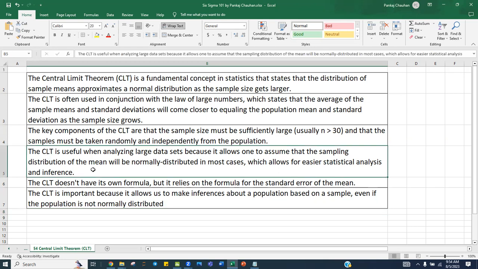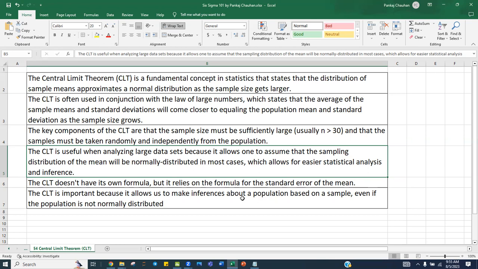The central limit theorem is useful when analyzing large data sets because it allows one to assume that the sampling distribution of the mean will be normally distributed in most cases, which allows for easier statistical analysis and inference of the data.